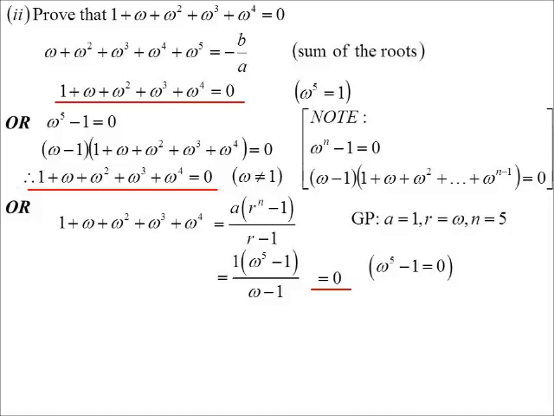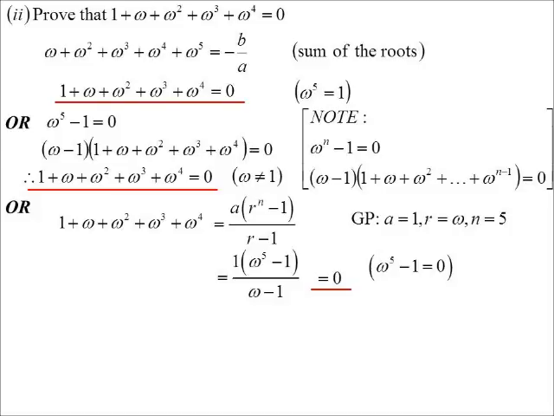What I've got there is a geometric series: 1 plus omega, omega squared, omega cubed, and so on. So if I use my geometric series formula, then I've got a is 1, r is omega, number of terms is 5. So a times r to the n minus 1 over r minus 1. Okay, we've got omega to the power of 5 minus 1. But hang on, omega to the power of 5, we know that's equal to 1. So that's going to equal 0. So there's a third way we can prove that.